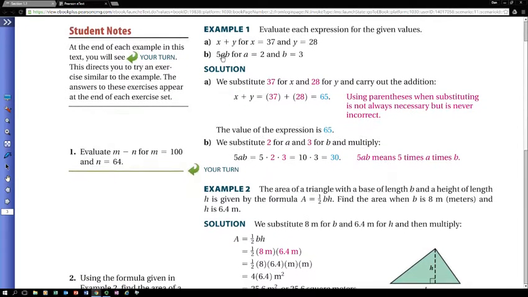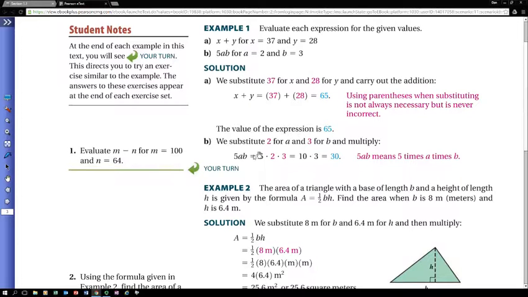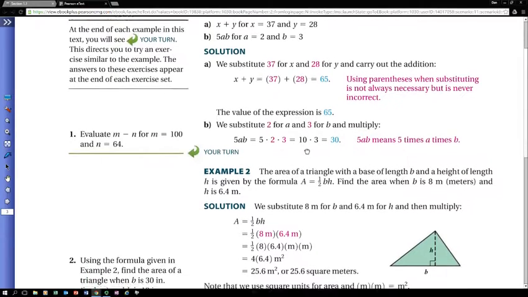For b here, it's 5ab. That means 5 times a times b. And they tell us a is equal to 2 and b is equal to 3. So we take 5 times 2 times 3, and we'd end up with 30.